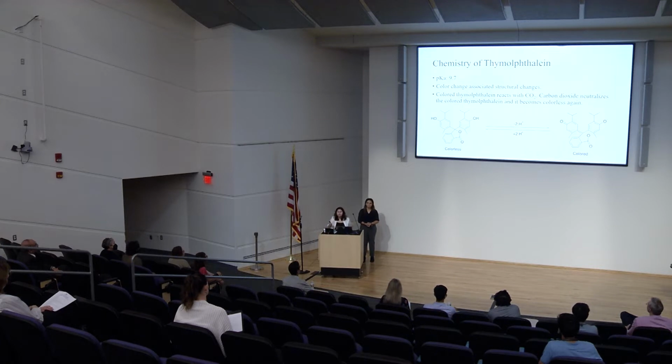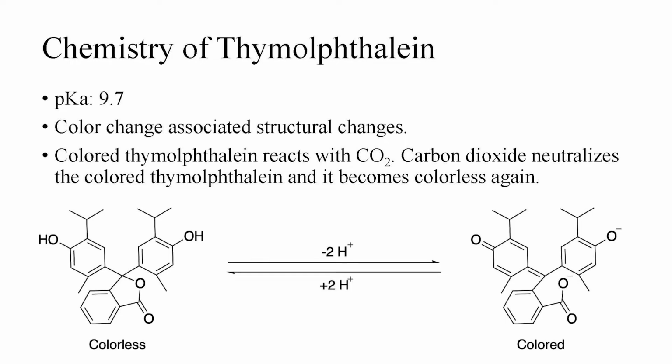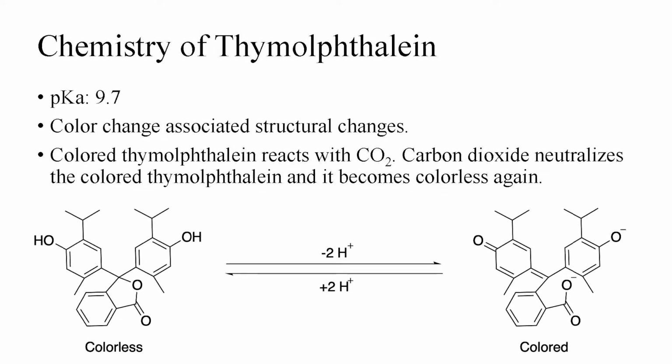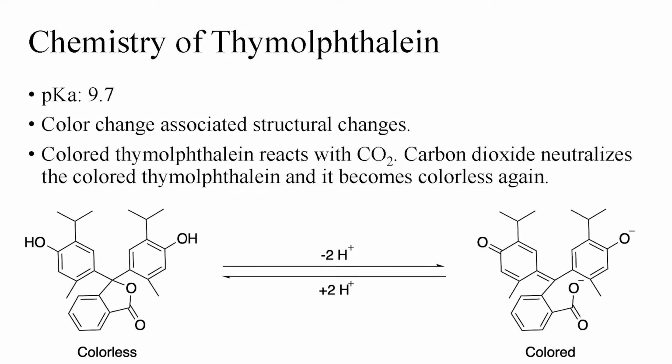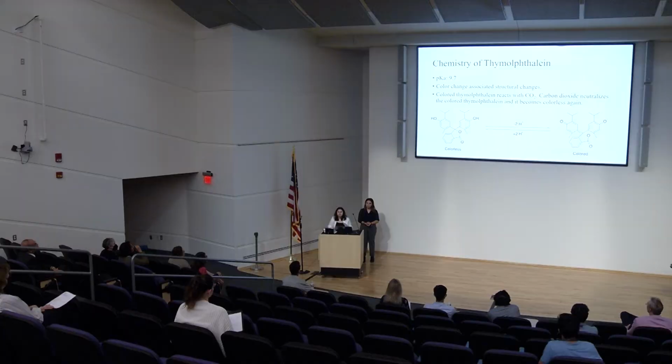Now, I also mentioned that it's used in ink. Why? Well, it neutralizes so easily. Thymolphthalein is a weak acid, so it has a strong conjugate base. It hates being negative. So molecules like carbon dioxide from the air and surrounding molecules can neutralize it very easily and make it colorless again.